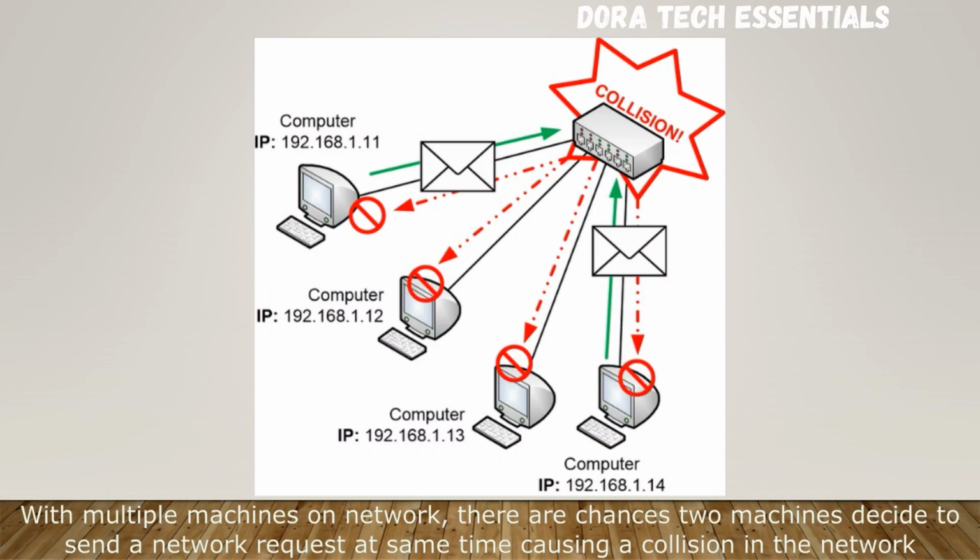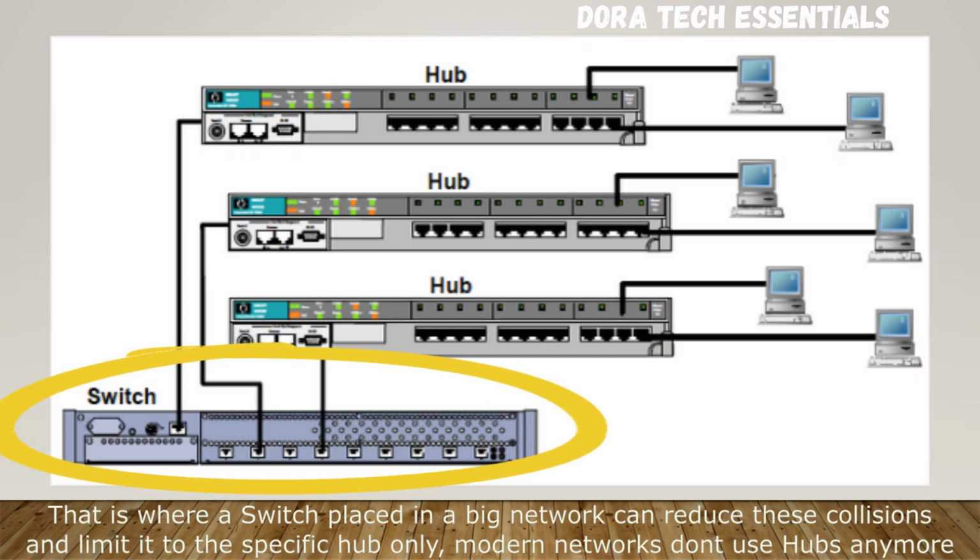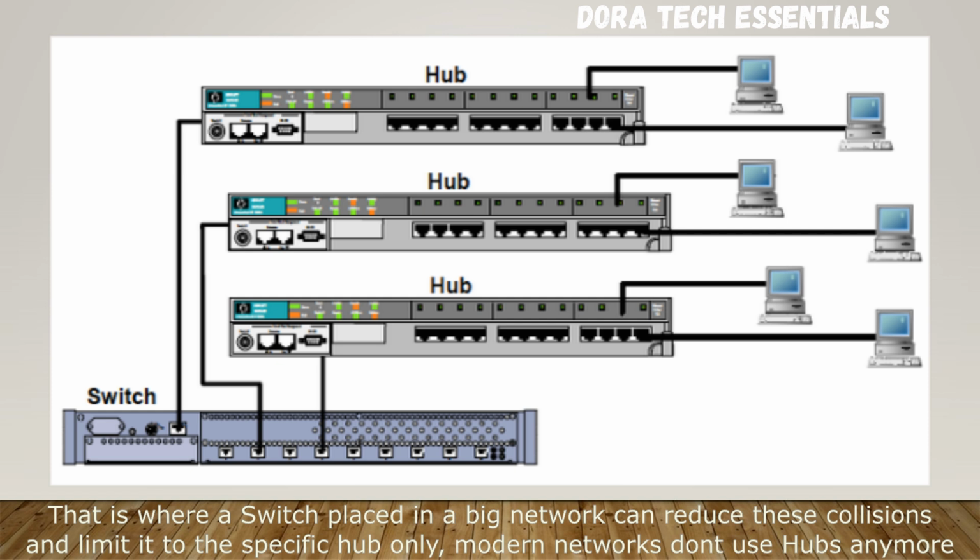With multiple machines on the network, there are chances two machines decide to send a network request at the same time, causing a collision in the network. That is where a switch placed in a big network can reduce the collisions and limit it to a specific hub only. Modern networks don't use hubs anymore.